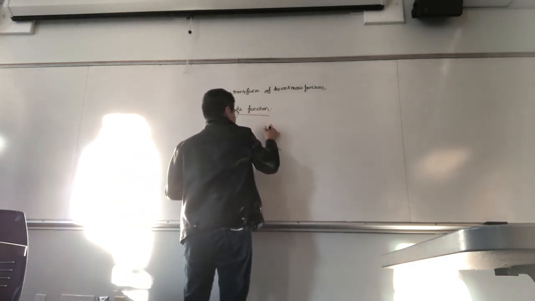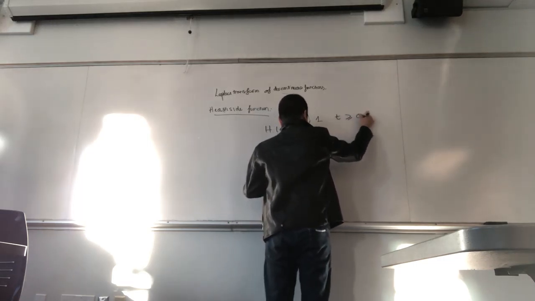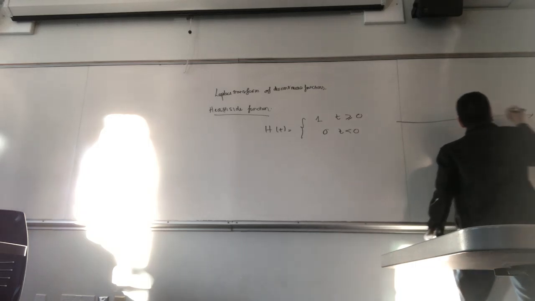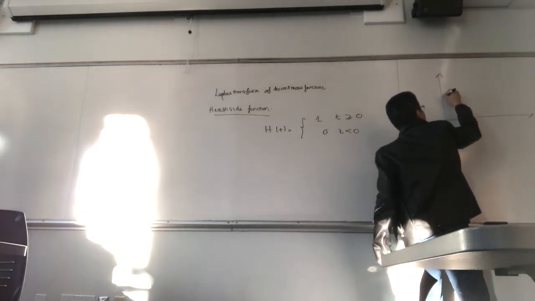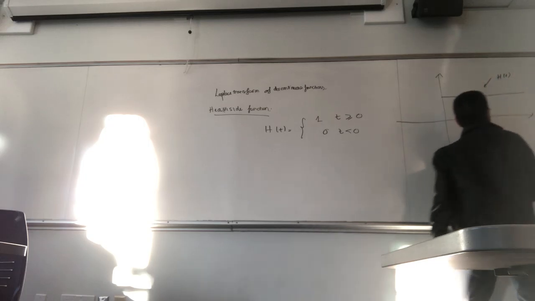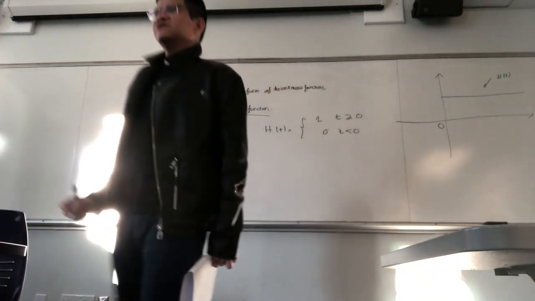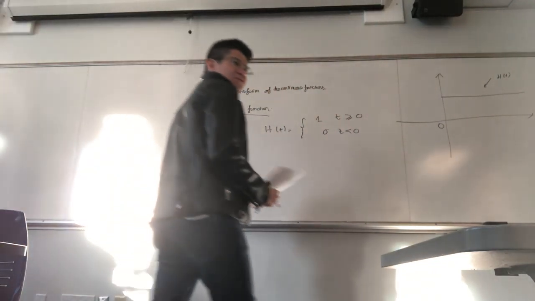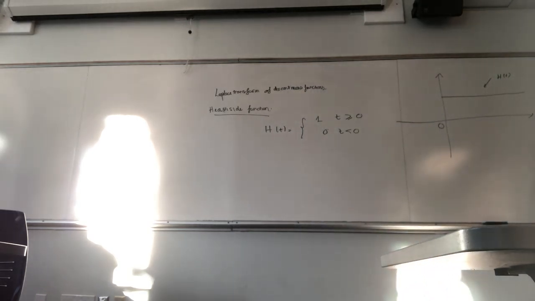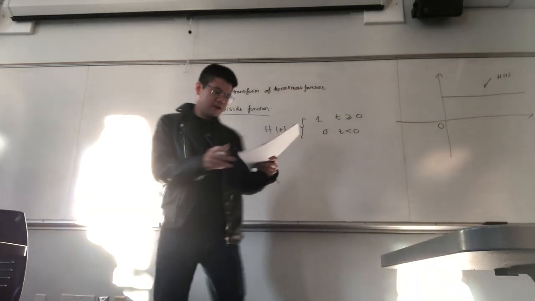So Heaviside function is defined to be one if it is positive and zero when it is negative. All right? So this is the graph of a Heaviside function. All right? So the definition of a Heaviside function is quite simple. You just type 1 when t is positive, and it is 0 when t is negative. Right?